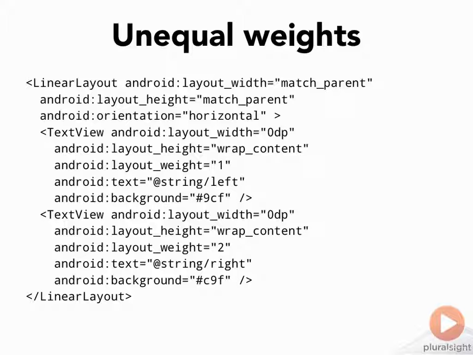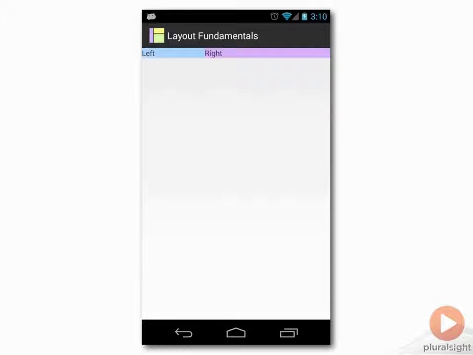You don't have to divide it 1 to 1. You can give it any ratio you want. Here, I'm giving the left view a weight of 1, and then the right view a weight of 2. Just as I mentioned earlier, the way it works is that Android will sum up all the weights, in this case 1 plus 2, and then assign the ratio accordingly. So the first one will have 1 over 3 of the width, and the second one will have 2 over 3 of the width. And it will look like that.